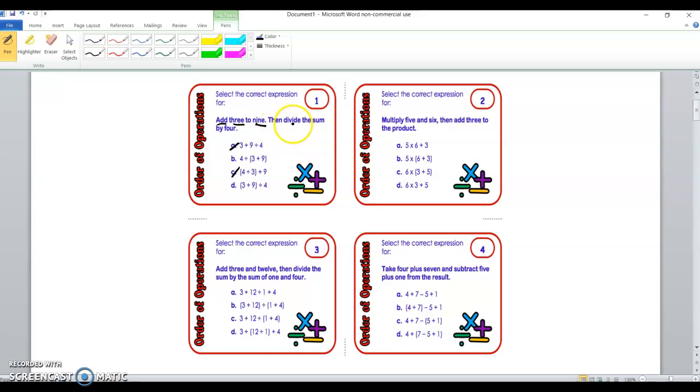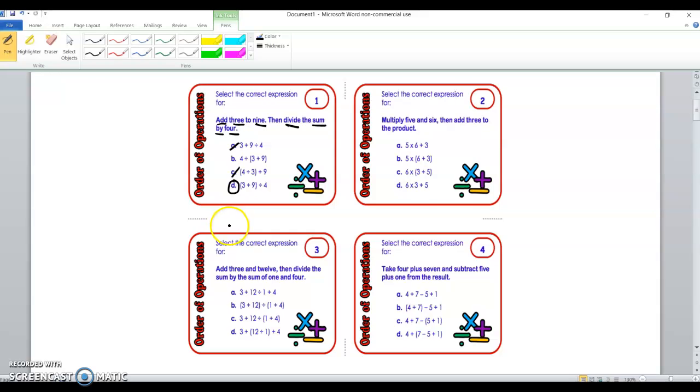Then next we're going to divide the sum of the 3 and the 9, divide the sum by 4. If we're dividing the sum by 4, the sum should be before the division sign. This would be 4 divided by the sum, but we want the sum divided by 4. So D has the sum divided by 4. Therefore, D is going to be our answer.